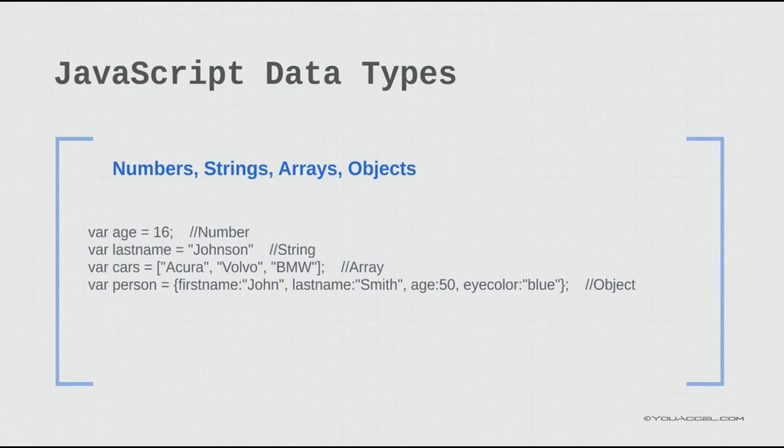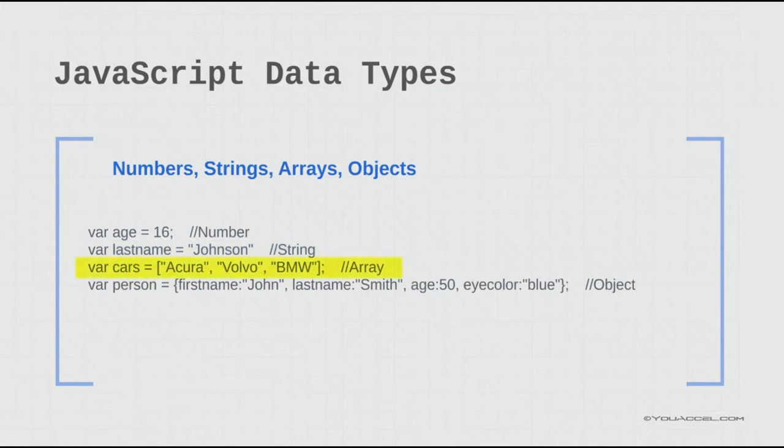JavaScript variables can hold many data types, including numbers, strings, arrays, and objects. On this slide, we can see that the first variable, age, contains a single numerical value, 16. The second variable, last name, stores a string, Johnson.